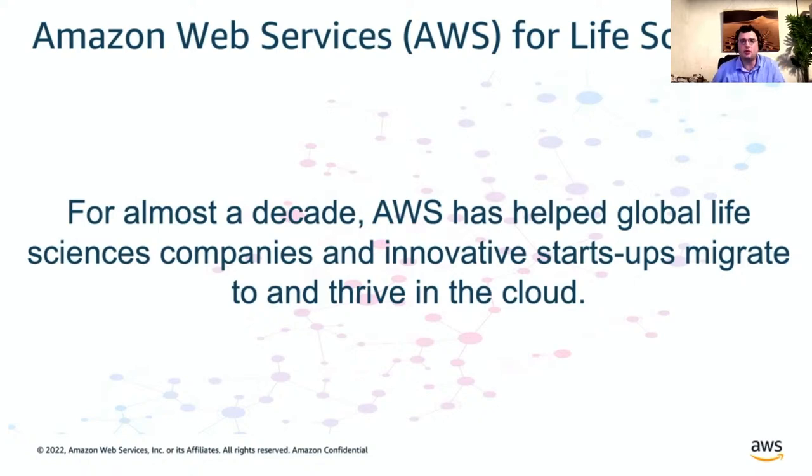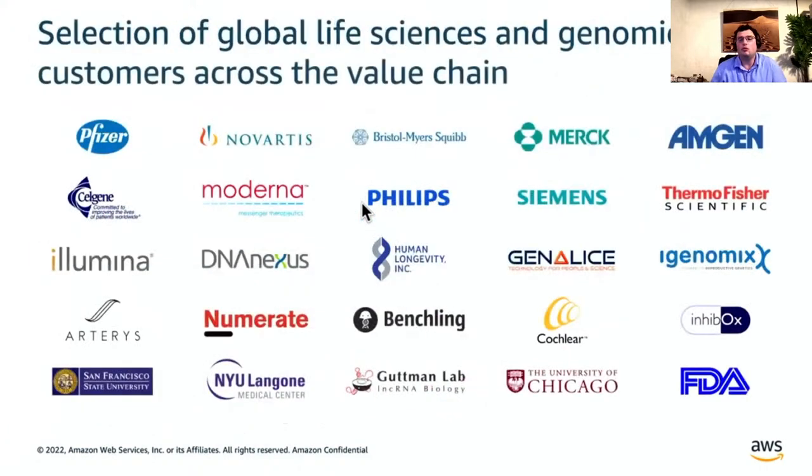As Mike mentioned, I'm an AI ML specialist solutions architect. I work directly with healthcare and life science companies for thinking about and building AI ML applications, as well as how they are integrated with other larger enterprise applications. What I'm showing here, by the way, is just a selection of global life science and genomics customers across the value chain who are working with AWS or have deployed on AWS. I'm going to discuss a number of these particular examples and specific use cases in a few slides.